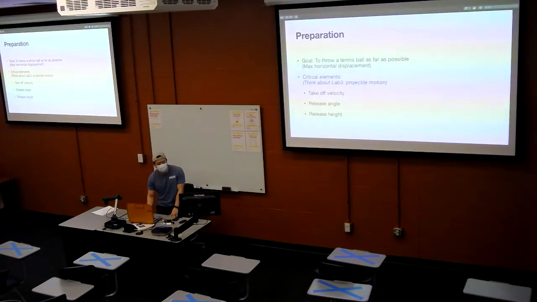So the first one will be preparation, where we do our homework. The goal for today is to throw a ball as far as possible. Mechanically, that'll be to maximize the horizontal displacement. Does that sound familiar? In lab 3, the projectile motion lab, we talked about horizontal displacement. In that lab, there are 3 critical components: the takeoff velocity, the release angle, and the release height. So to throw a ball as far as possible, what would be the optimal takeoff velocity? Would it be higher or lower? What do you expect? Velocity would be as high as possible, right, if you want to maximize the displacement.